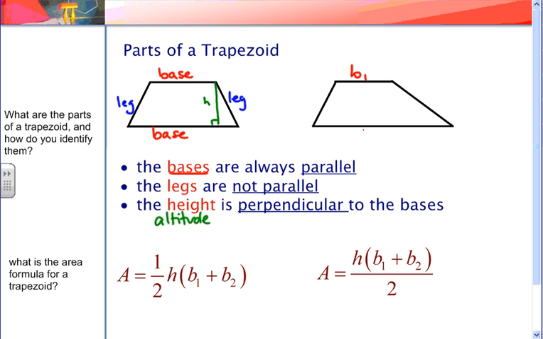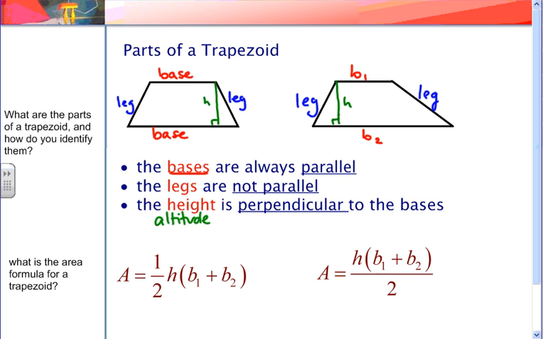Okay. In the second picture we see, again, we have base. So I might call that B1 for the first base and B2 for the second base. That helps me distinguish between the two bases. The legs are still the two sides that are attached to the bases, and the height still connects the bases and forms a right angle.